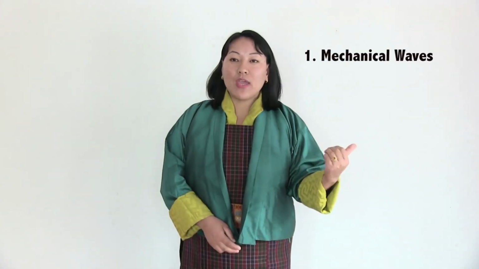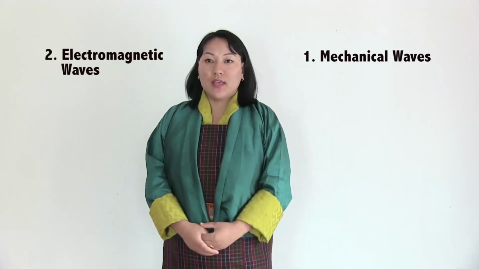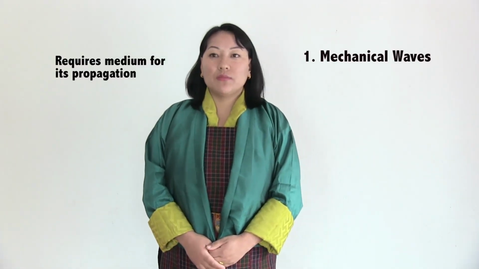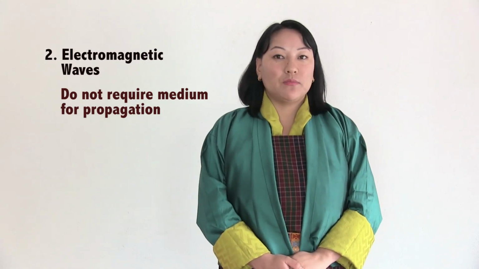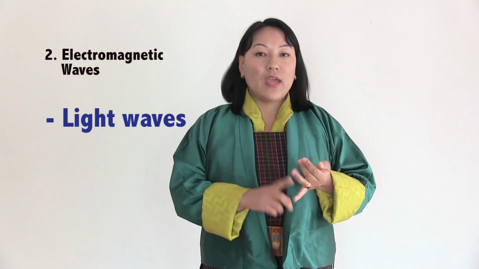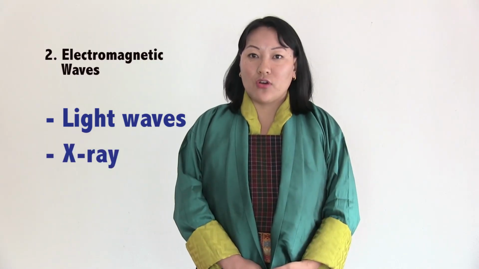There are two types of waves, mechanical waves and electromagnetic waves. Mechanical waves are the waves which require a material medium for their transmission. For example, we have water wave, seismic wave, and finally the sound wave. Electromagnetic waves are the waves which do not require a material medium for propagation. For example, we have light wave, X-ray, and so on and so forth.